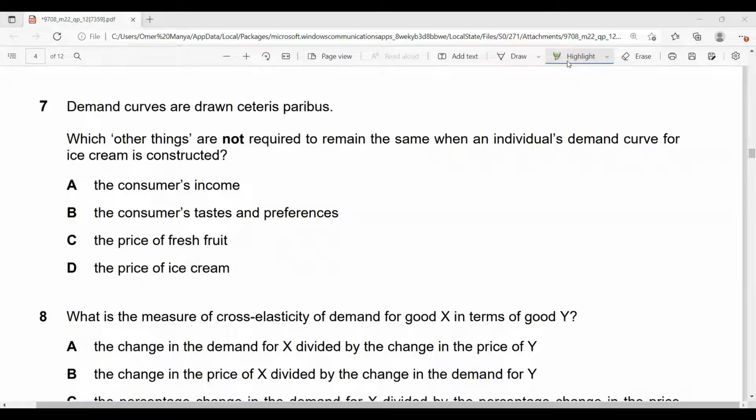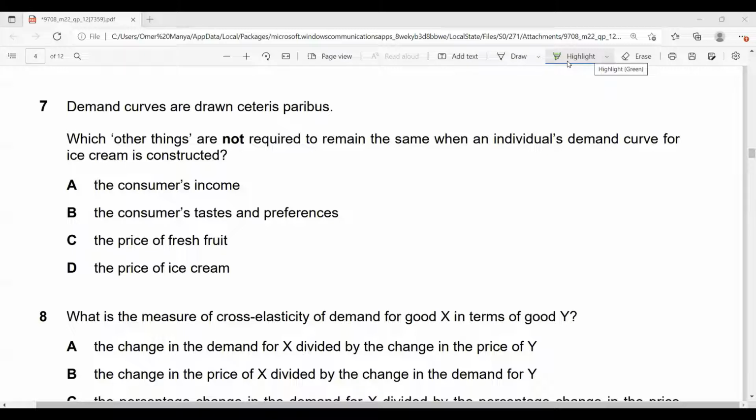Question 7. Demand curves are drawn ceteris paribus. Ceteris paribus is a Latin phrase that means that all other factors have been kept constant. What that means is, aside from the relationship that is being studied and observed, all other variables that could possibly hinder or affect the result will be kept constant. However, the variables that have not been considered constant are the two variables that are being considered in the relationship.